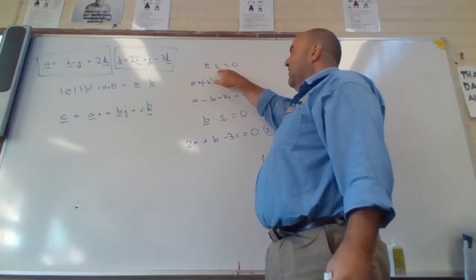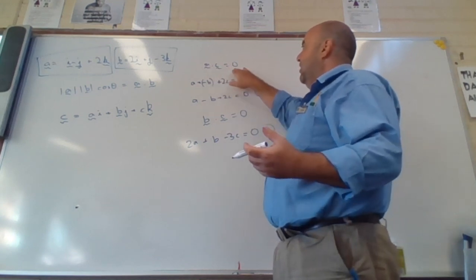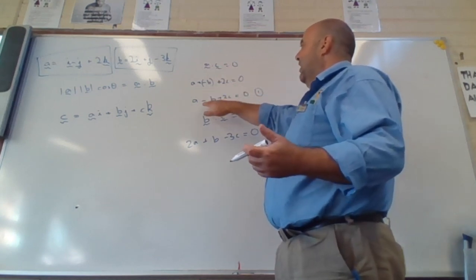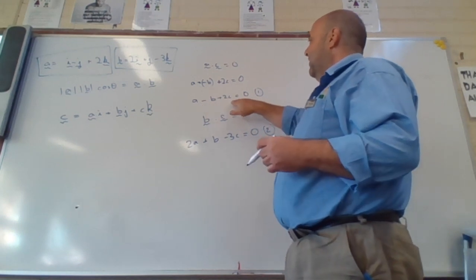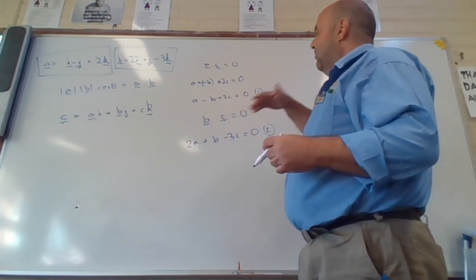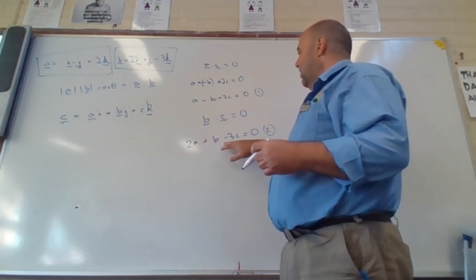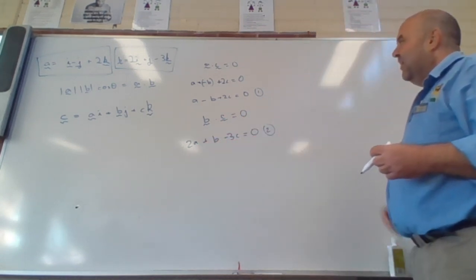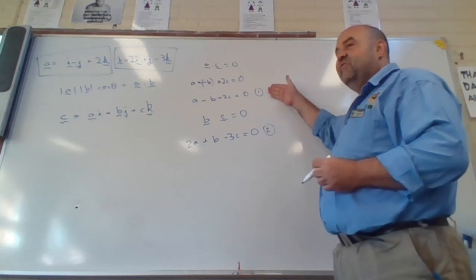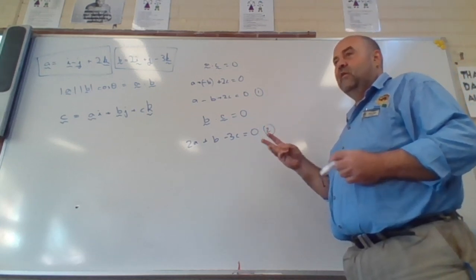So if I look at A dot C, if they're perpendicular, then A dot C is 0. Well, this is what A dot C is: A minus B plus 2C is 0. And if B and C are perpendicular, then B dot C is 0. So I get 2A plus B minus 3C equals 0. My problem is I've got 2 equations and 3 variables. Can't do it, right?